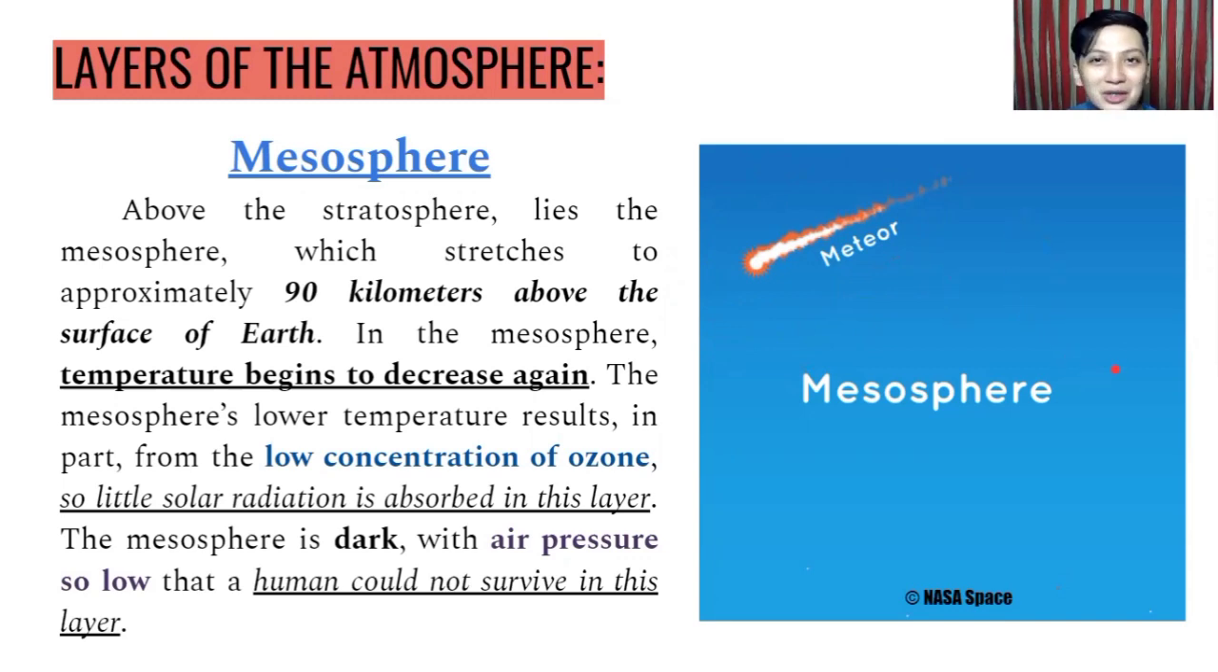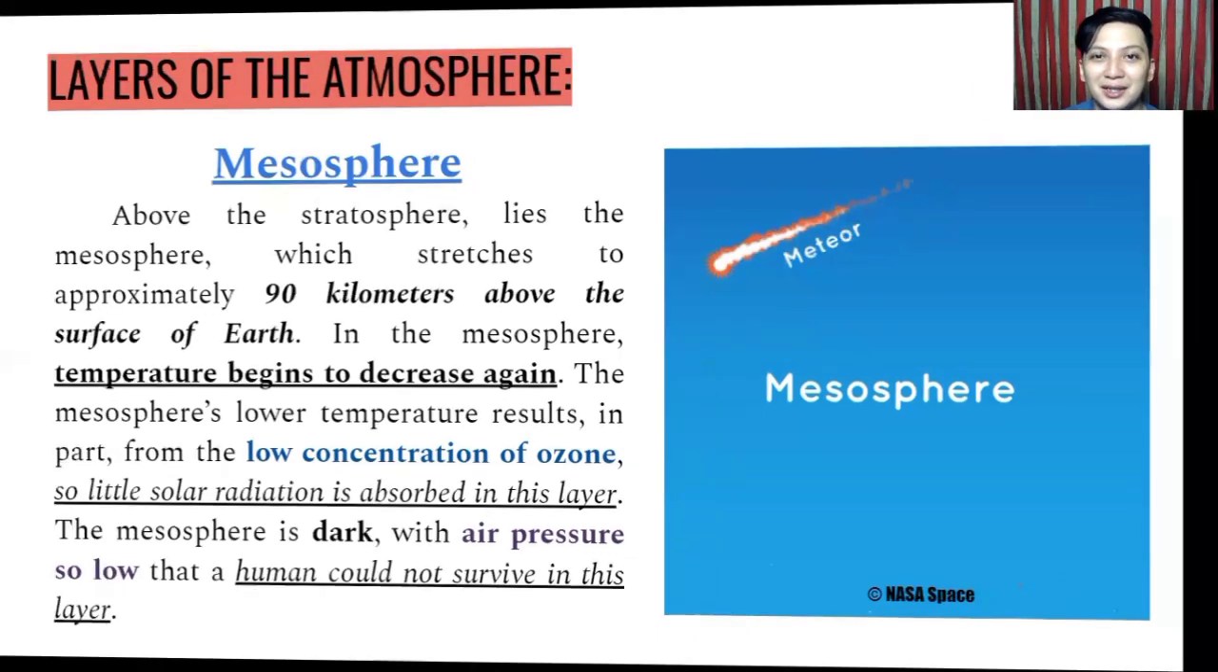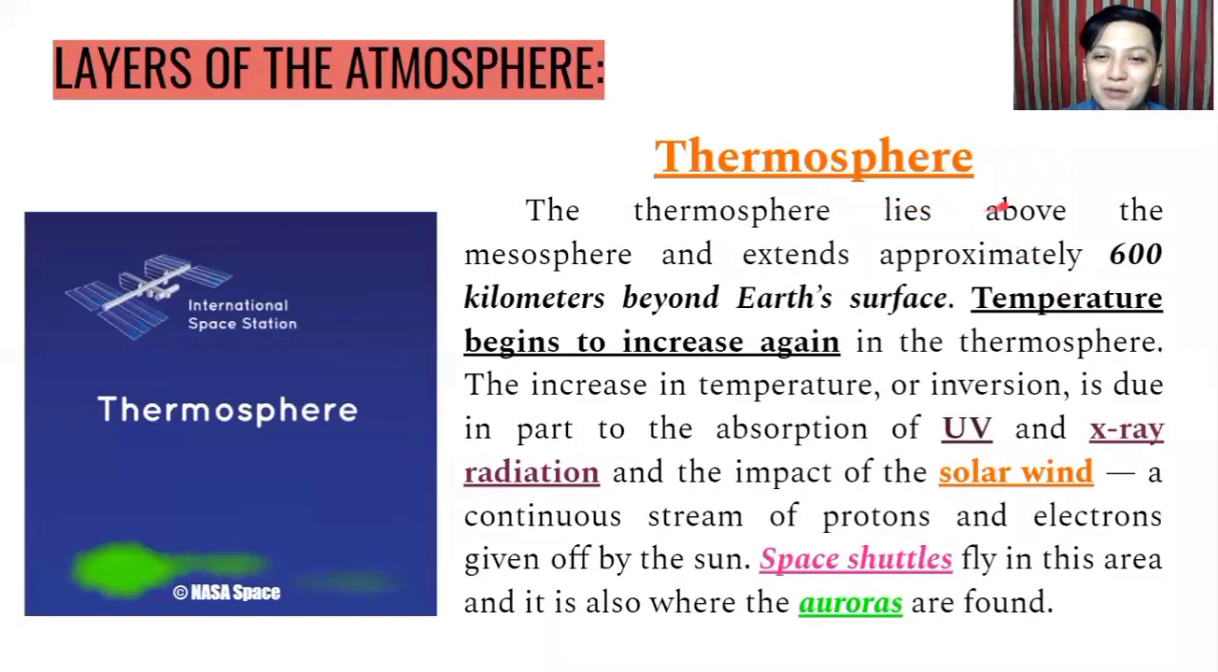Kaya nagkakaroon ng meteor shower or nagkakaroon ng shooting star because of that friction between the coldest part of the mesosphere and the hottest part of the meteor because it rapidly wanted to get inside the Earth. Okay? So dahil sobrang bilis niya, nagkakaroon ng silver lining or silver tail yung itsura ng meteor kapag dumaan siya sa mesosphere. Then we have the thermosphere.